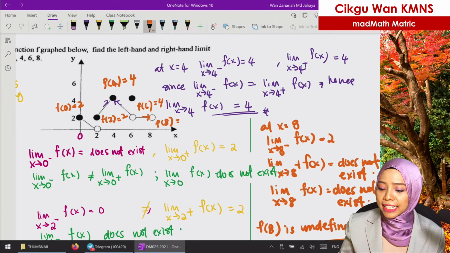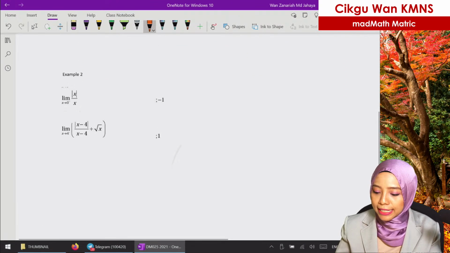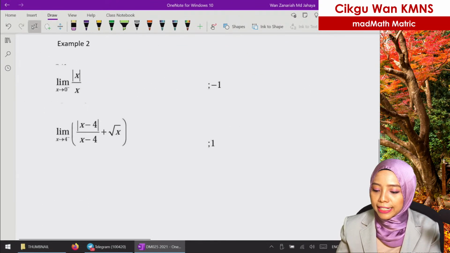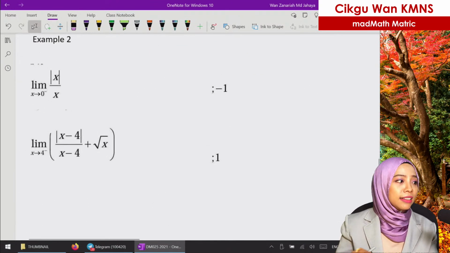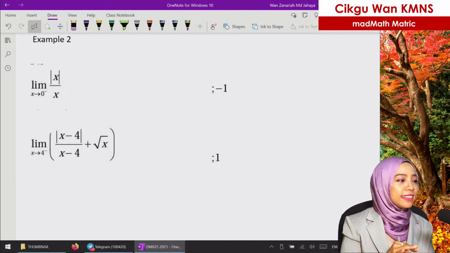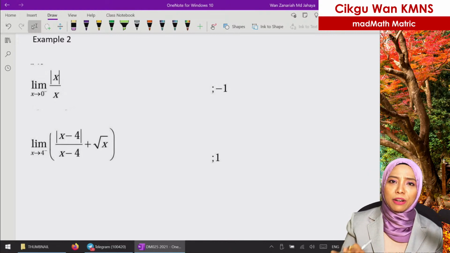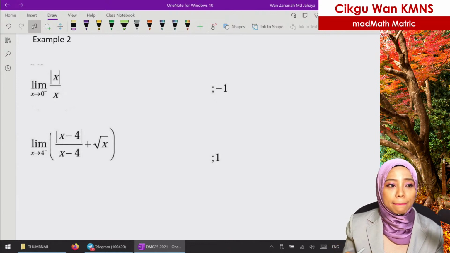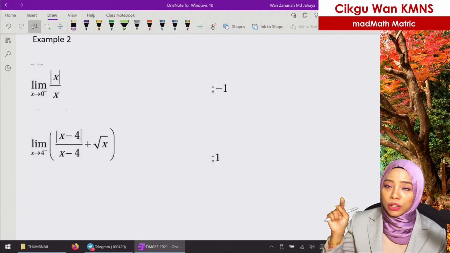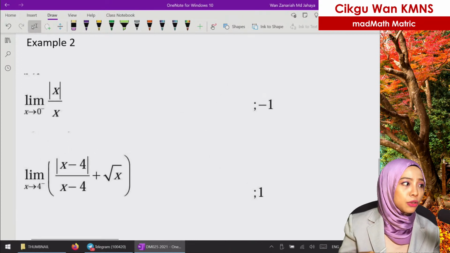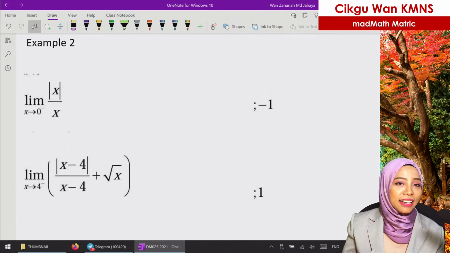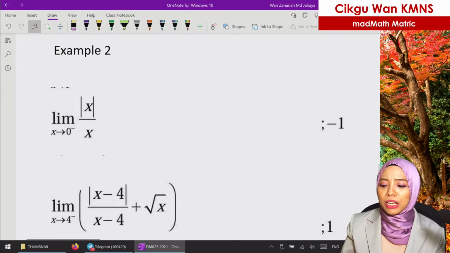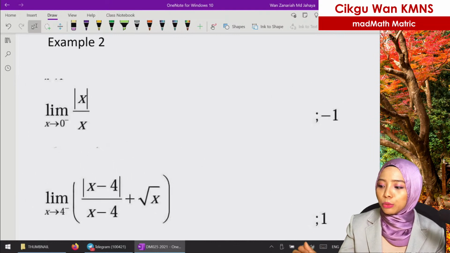Alright, let's continue with the next example. Example 2. Okay, now we are looking at example 2. Just now, is everyone clear? Everyone, please comment whether the difference between defined and limit exists or does not exist is clear. I really hope it is very clear for you. If you have questions, ask.